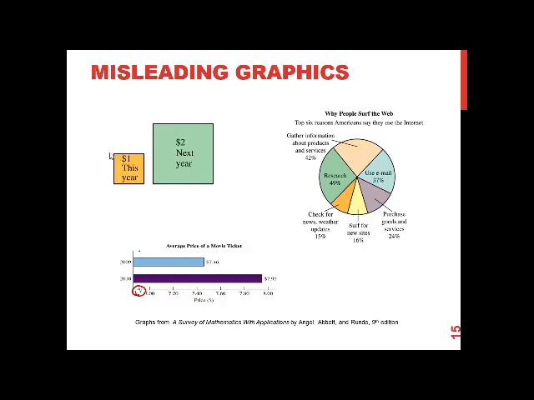Looking at this one, another thing that'll get you is area. This says $1. This is $2. The $2 box is 4 times as big as this box. They doubled the width, but they also doubled the height, which gives us 4 times the area. Make sure that the graph is showing what it should show.